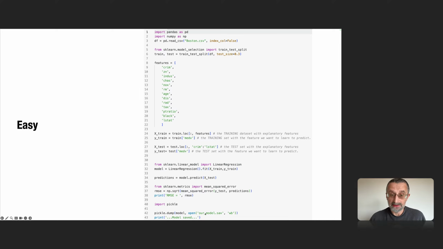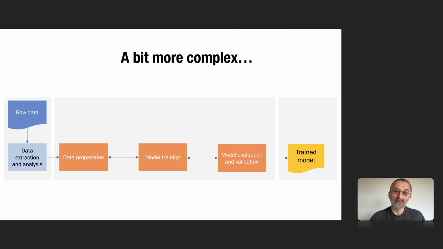So that's easy. But it may be a bit more complex, and now we are slightly touching a real-life example, which is not the most complex, but let's have a look. We may have raw data coming to us from different systems, yes?